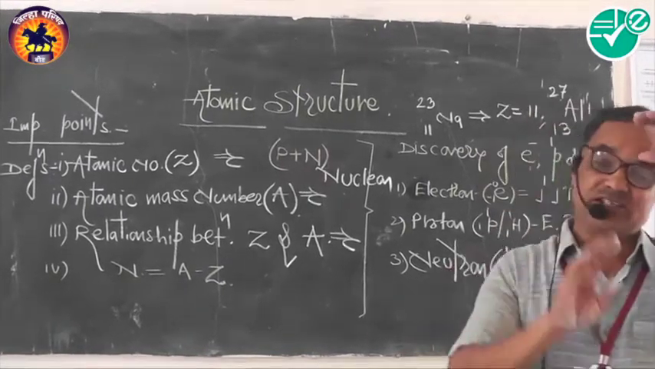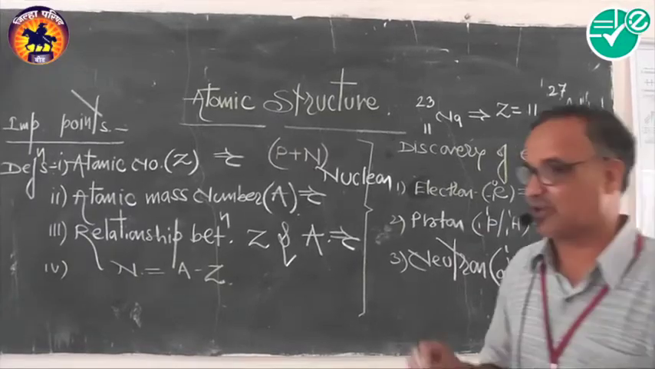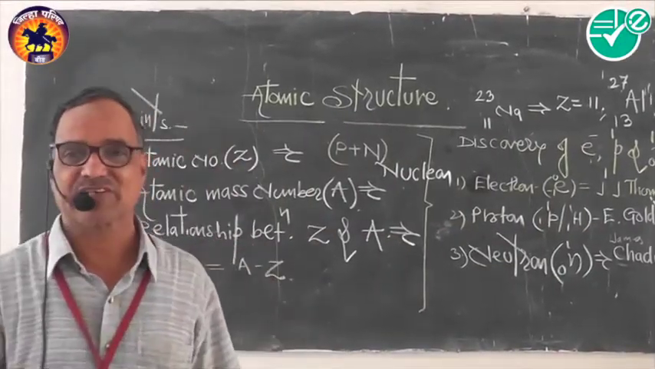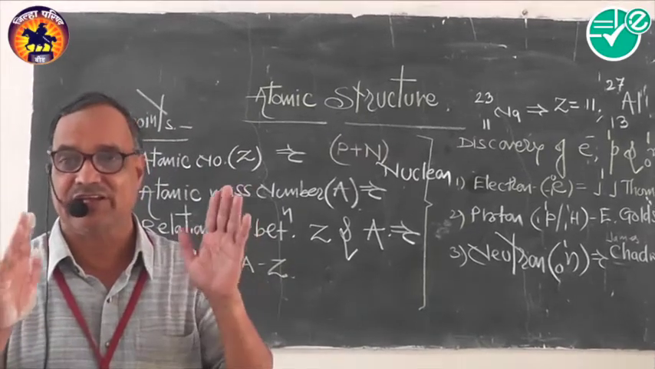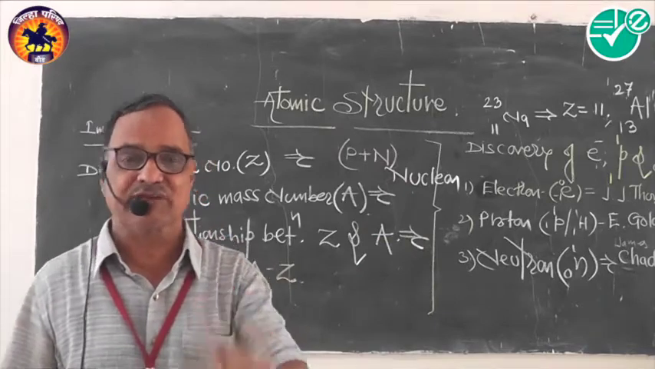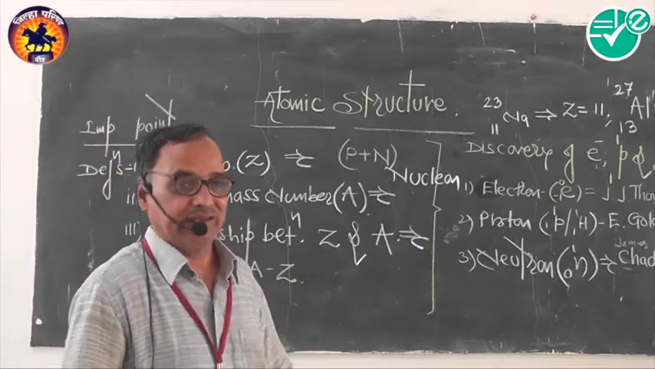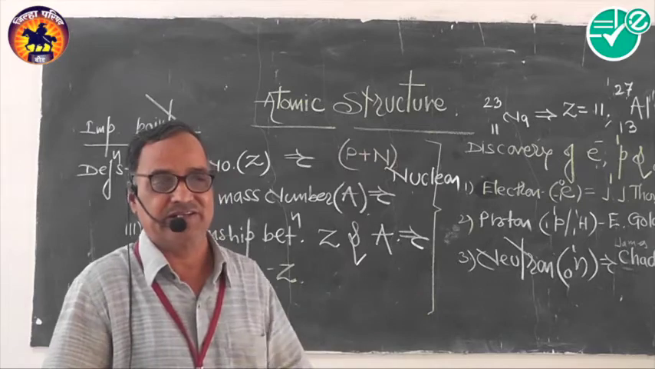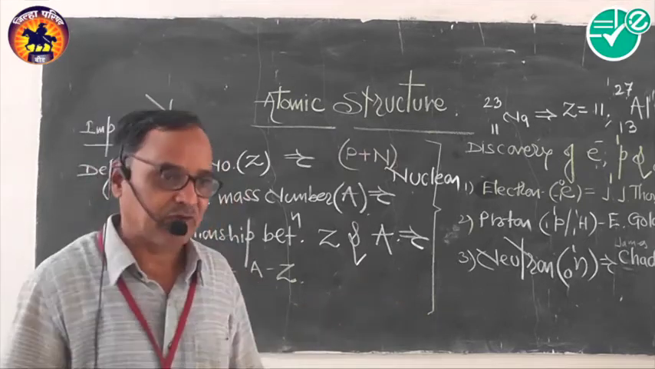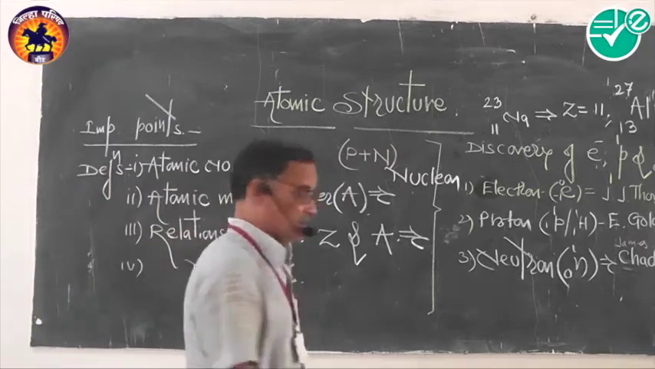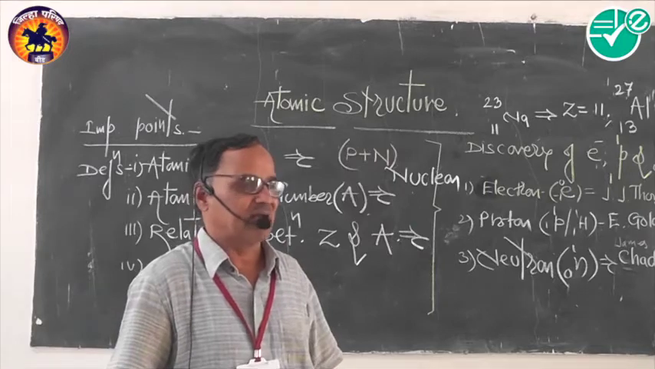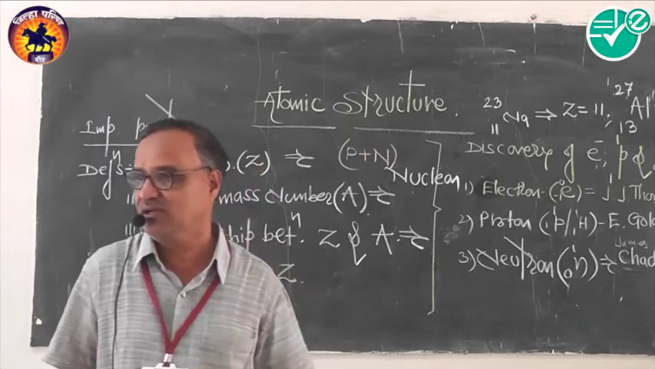So this atomic mass number is denoted or represented by a block letter A. Atomic mass number is represented by the initial letter A. At the same time, atomic number of an element is denoted by the last letter, the 26th letter, that is Z. So this is atomic number and atomic mass number. But many times a question is asked regarding this atomic mass number and atomic number of an element.